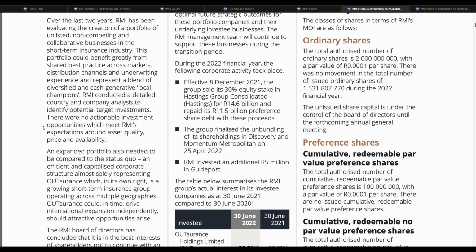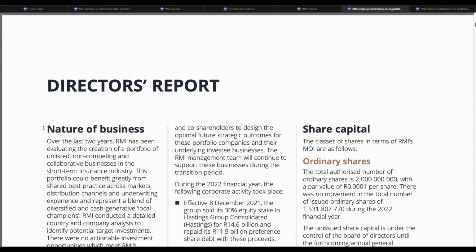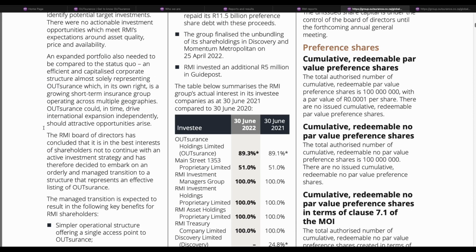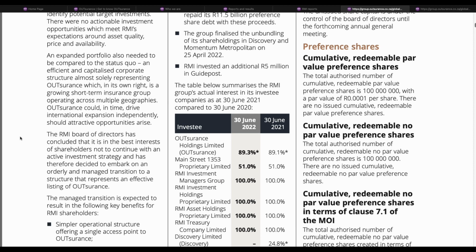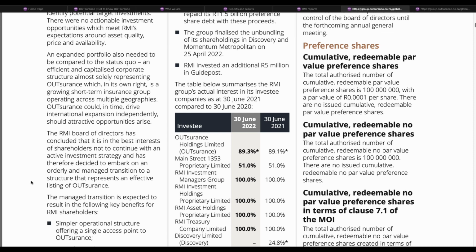It would be better if those investment companies unbundled some of those, usually the individual components called sum of the parts. So the investors will usually propose that the company unbundle and list the entities separately. So that is one of the things that is highlighted in this director's report. If you scroll down, you will see that the RMI board took a decision that it will be in the best interest of shareholders not to continue with an active investment strategy. So one of the things that they wanted to do was to do an effective listing of OUTsurance.